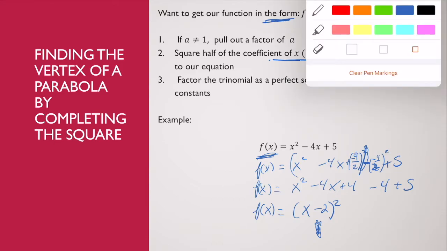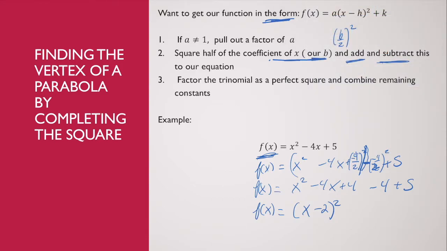Going back to completing the square, section 8.1. If you aren't familiar with it, look it up. And then we combine the remaining constants. I've got -4 plus 5, which is a positive 1. So our vertex, because this is in HK form, our vertex is when x is 2, k is 1. So that's our vertex, when x is 2 and y is 1. Let's do a couple more examples of this.